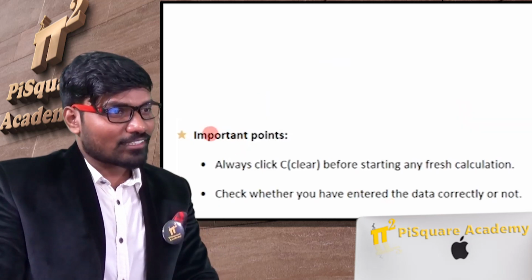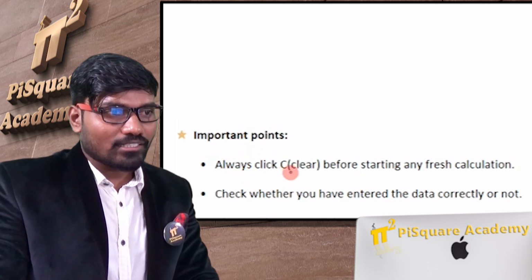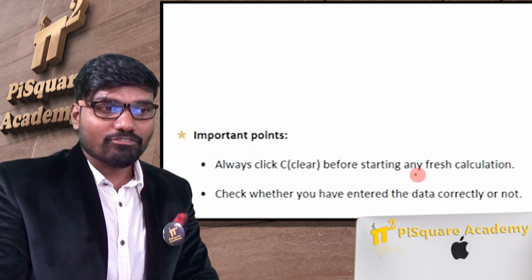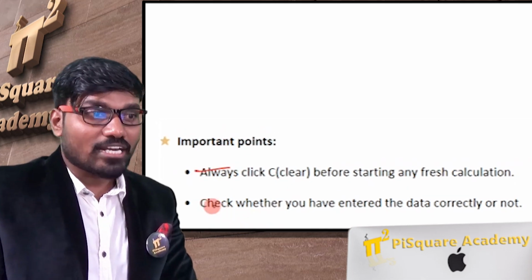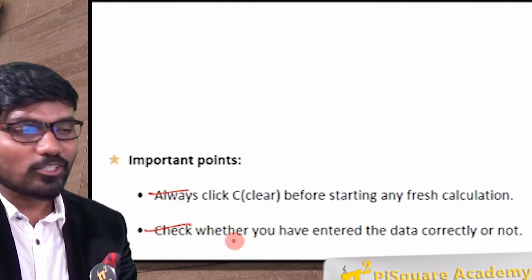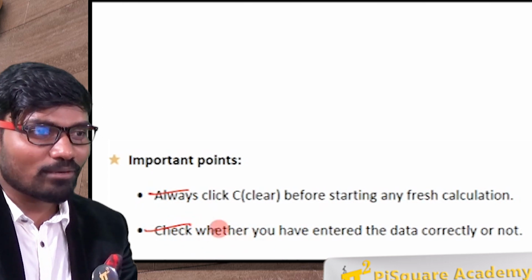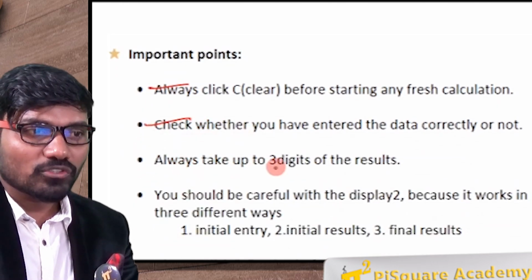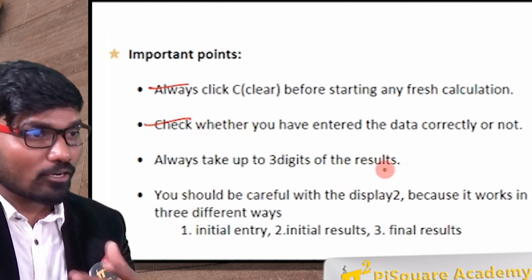Alright. Other important things: always click C, the clear button, before starting any fresh calculation. Check whether you have entered the data correctly or not. Normally students make mistakes here. Though it is a simple thing, yes, people do make mistakes. Always take up to 3 digits of the result. That will bring accuracy.